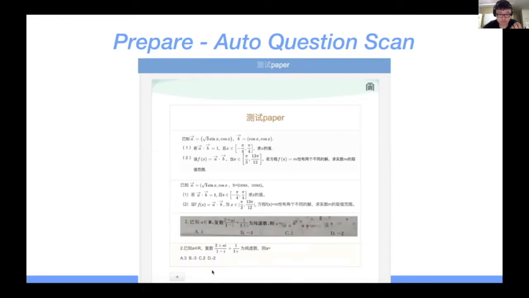So the example is in Chinese, but the idea is people can use OCR to automatically extract all the symbols and the equations from the images, and they are automatically transformed into the LaTeX form, and people can do all the editing and all the stuff.